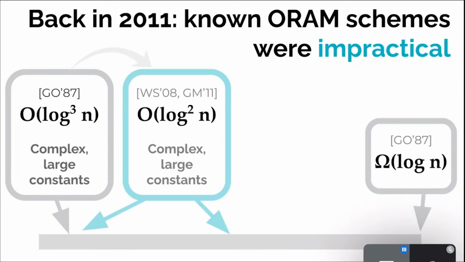Okay, so given this landscape, by the way, I also want to mention, when I started working on ORAM, there was also already a line of work that tried to improve the practical performance of Goldreich and Ostrovsky's original scheme, but all of them follow the same paradigm, so they inherit the same drawbacks. Even though they were able to get rid of one log n, the schemes are still complex and with large constants.